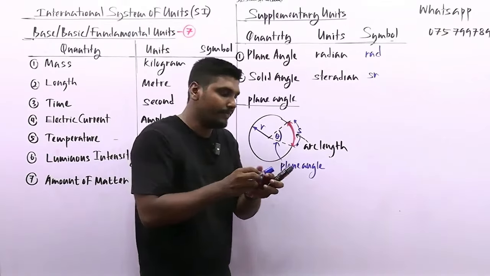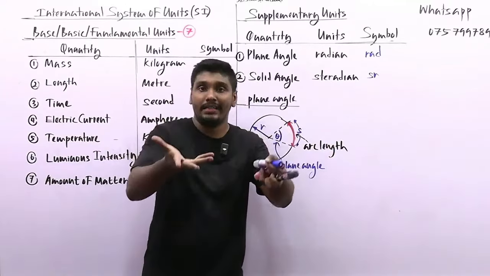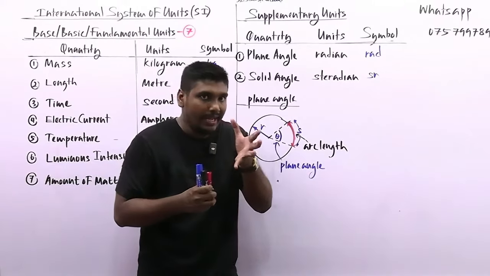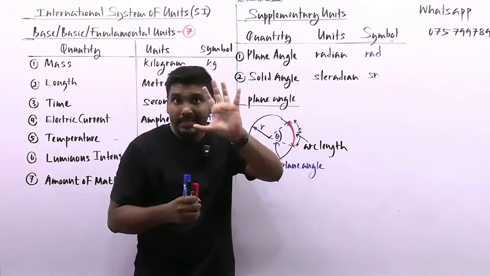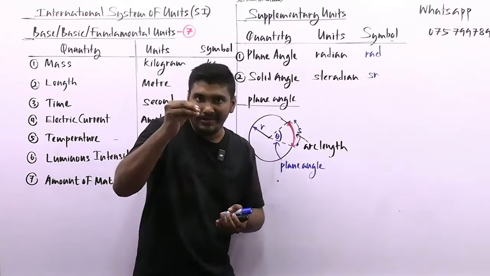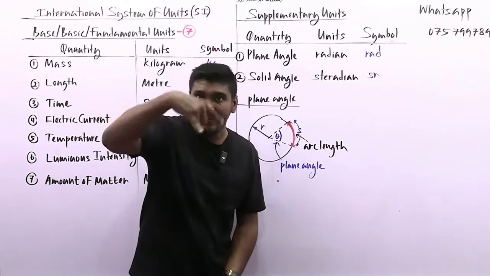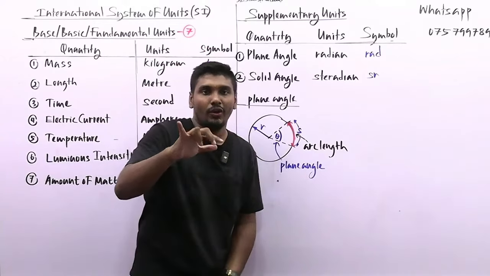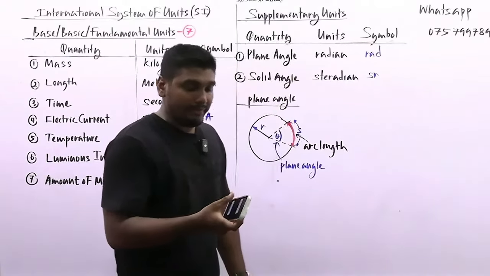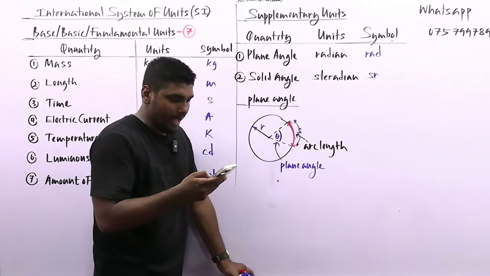Solid angle means, remember, the angle subtended by an area on the surface of a sphere of radius r at the center. Once again, what is solid angle? When you select an area on the surface of the sphere, the angle subtended by that surface at the center of the sphere is the solid angle. If I say it like that, you don't understand, so I will draw a diagram and show you the idea.